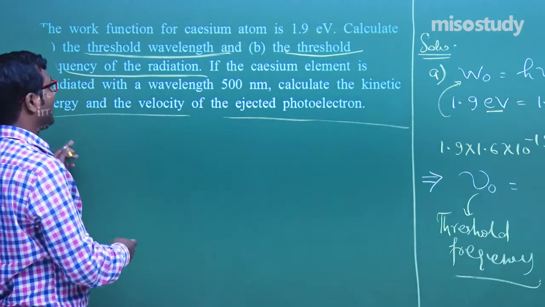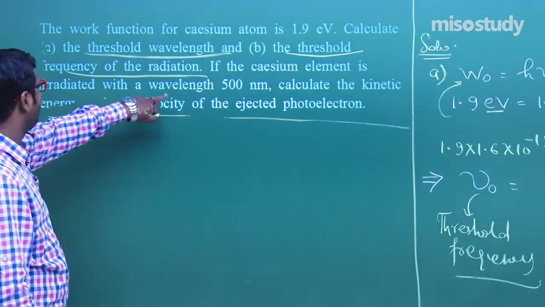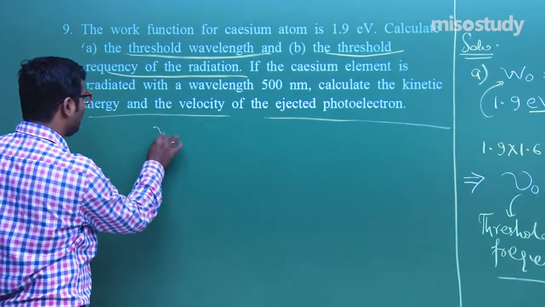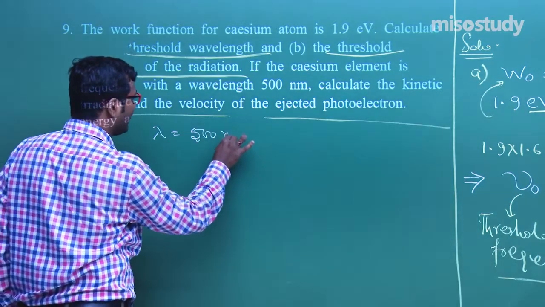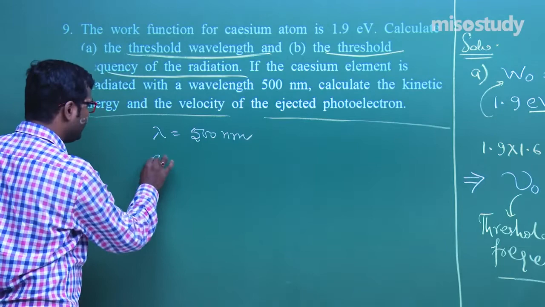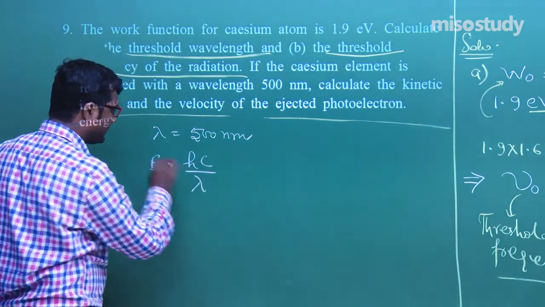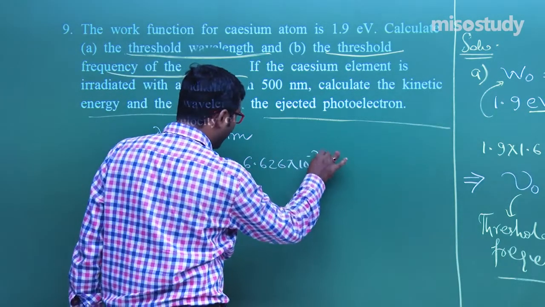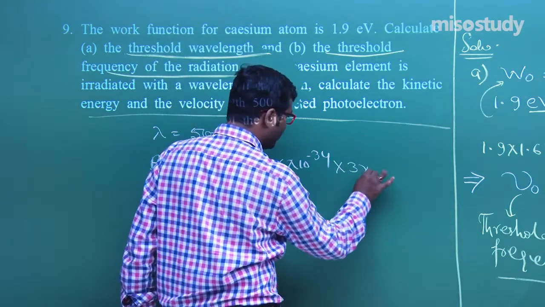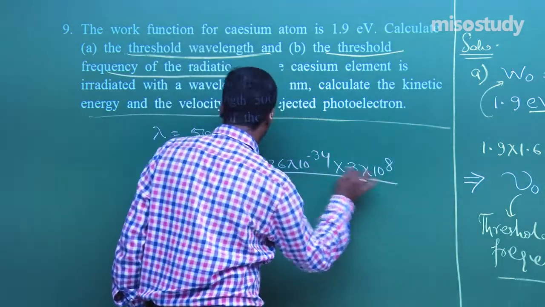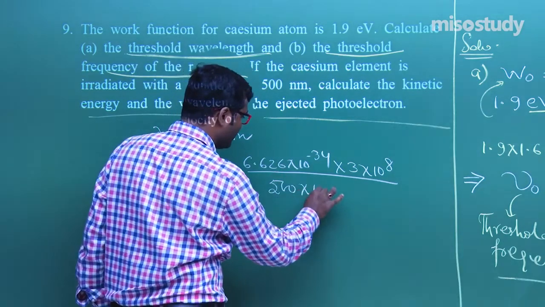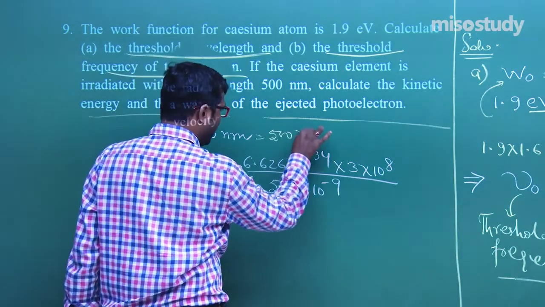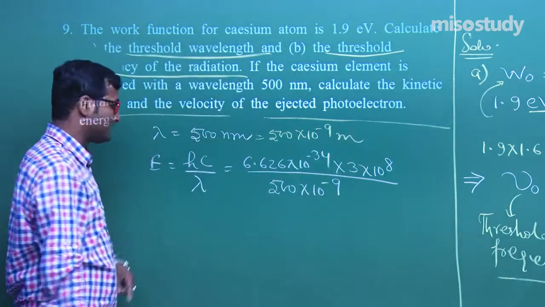Now look at, if the calcium element is irradiated with a wavelength of 500 nanometer. Now here is the second part of the question. Here the wavelength is 500 nanometer. Clear to you? So E will be equal to hc upon lambda, definitely, and h is equal to 6.626 into 10 to the power minus 34 into 3 into 10 to the power 8 upon lambda, which is equal to 500 into 10 to the power minus 9 meter, because 1 nanometer is equal to 10 to the power minus 9 meter. Am I right? This is the value of E.